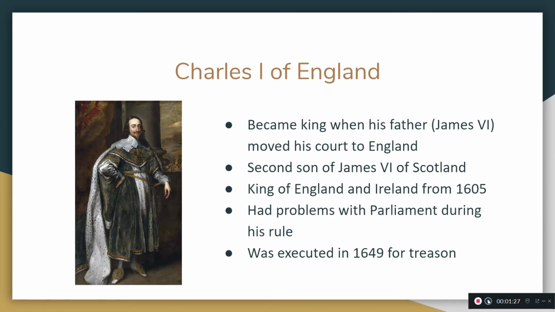So Charles I of England became king when his father, again James VI, moved his court to England. He's the second son of James VI. So he became king of England and Ireland starting at 1605, but he did have problems with his parliament during his rule and was executed in 1649 for treason.